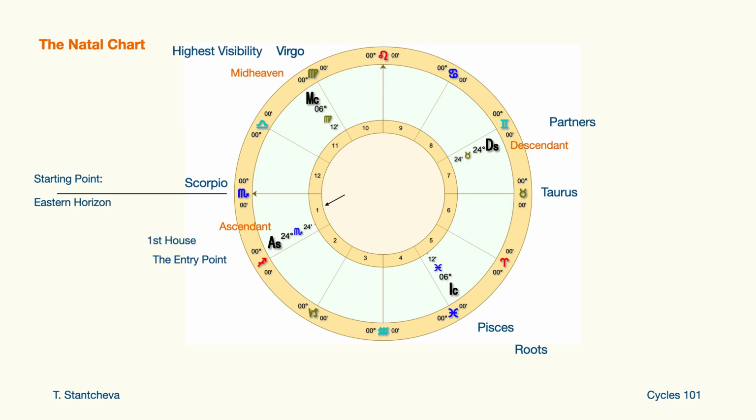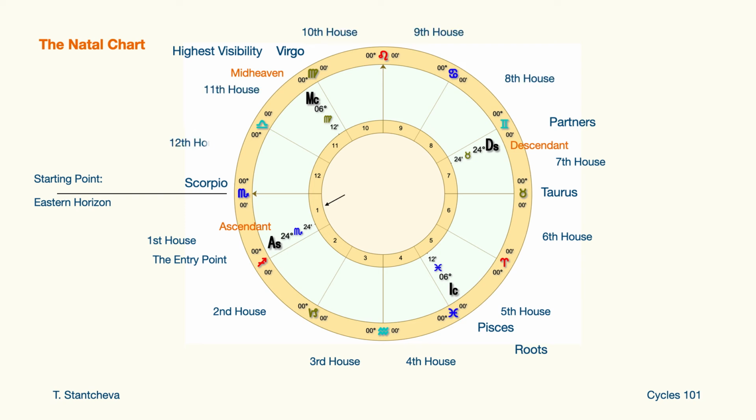But look, inside the circle, there's a smaller dial that already does that for us. So we just have to go around and see that this is the second house, the third, the fourth, the fifth, the sixth, the seventh. We don't have to count them. We can see them directly in the inner dial, 10th, 11th, and 12th. This system of division is called the whole sign system.